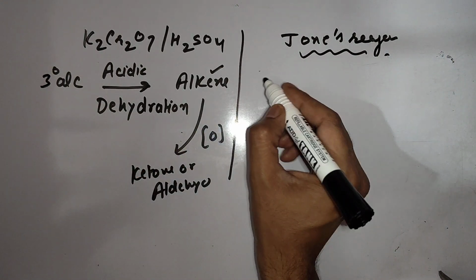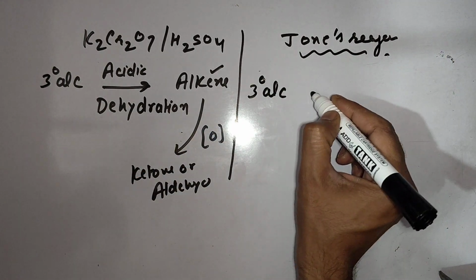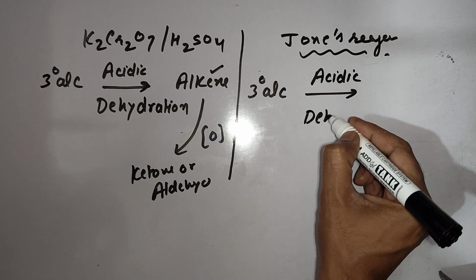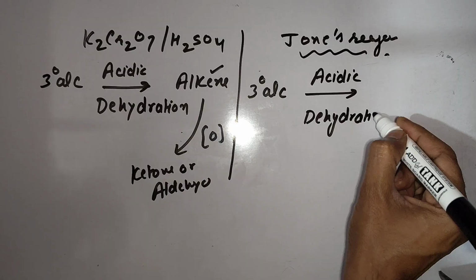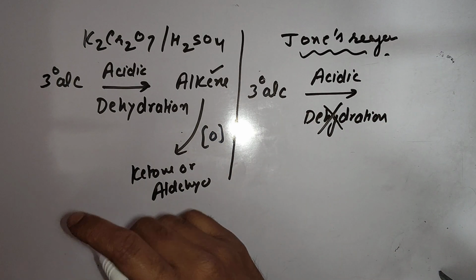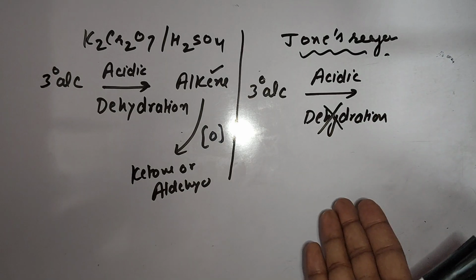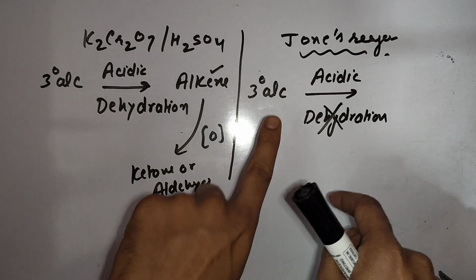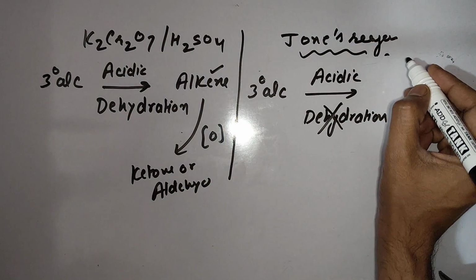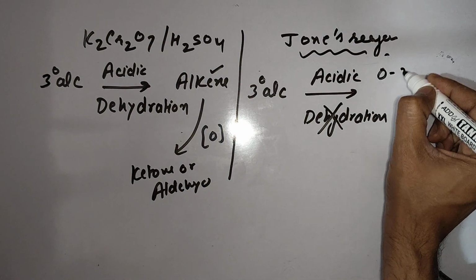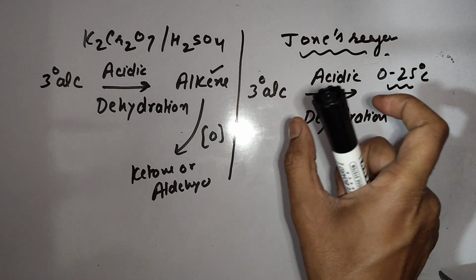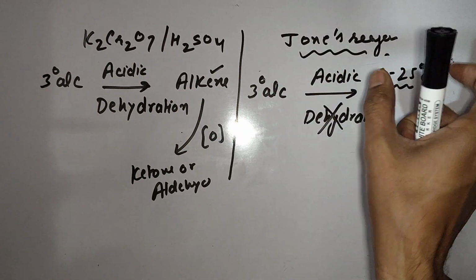But here you will say 3-degree alcohol, acidic medium is there, but dehydration is not happening. This dehydration will not happen to create alkene. And if alkene will not generate, how is further oxidation possible? So the point is, why is dehydration not happening in the acidic medium? Again the same answer, temperature. This very low temperature will not allow dehydration of alcohol to alkene.